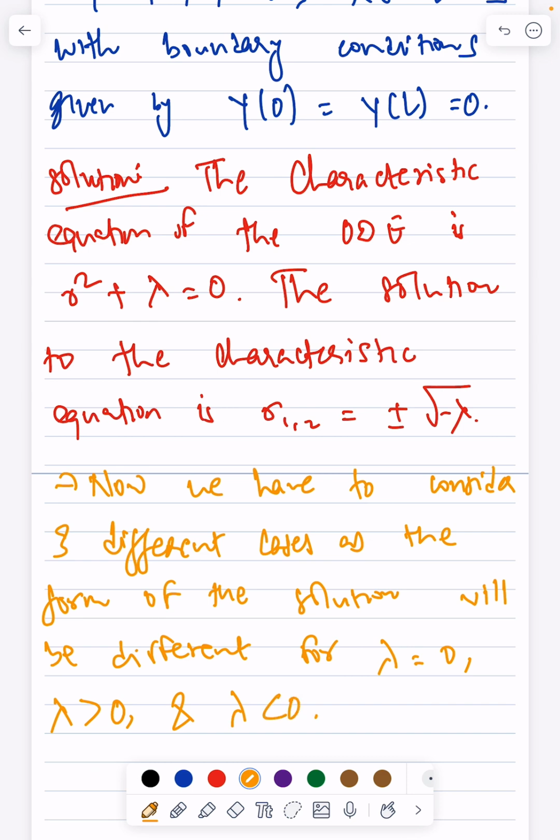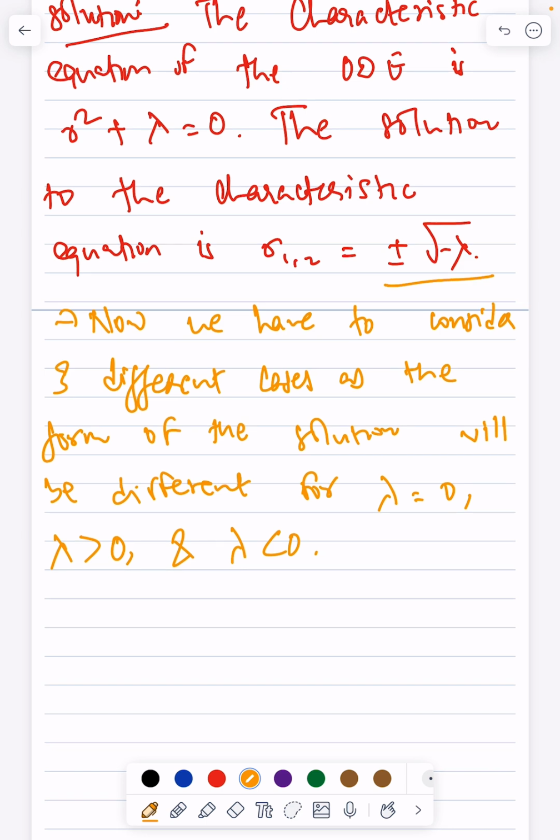So if lambda is 0, then we'll get a trivial solution. If lambda is less than 0, this is a real number, we'll get two real roots and we'll have a different solution. And if lambda is greater than 0, then we'll get an imaginary number in here, so we'll have three different solutions, right? Now let's look at three different cases.